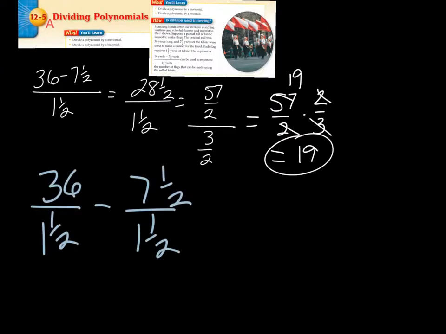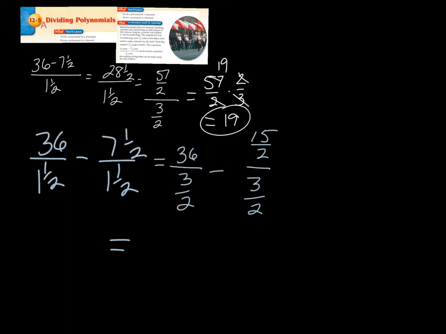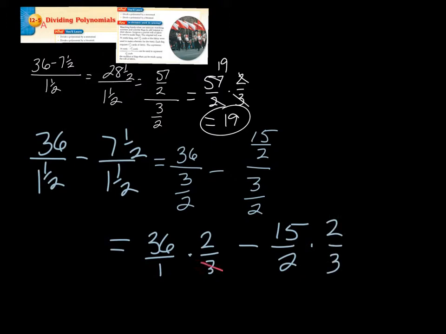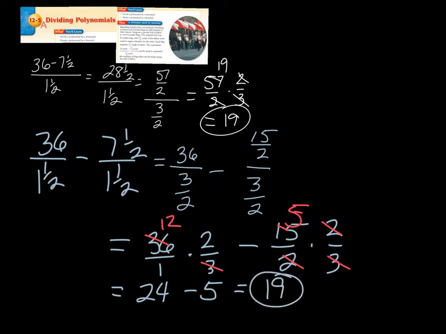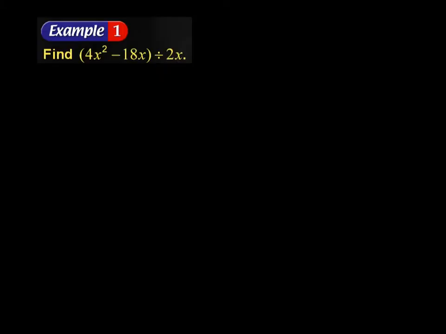We could have done the same problem by rewriting it as two separate quotients. And we'd write 36 over 1 times the reciprocal, which is 2/3, minus 15 over 2 times the reciprocal, which is still 2/3. And then we could cancel. And 24 minus 5 is still 19. So two ways of doing the same arithmetic.